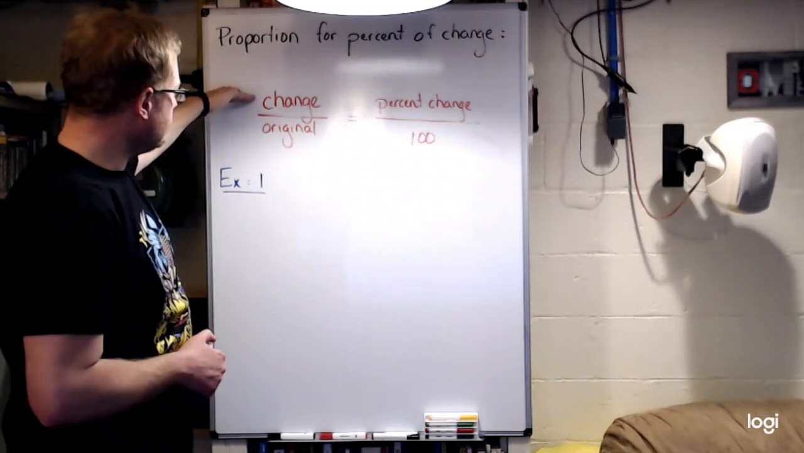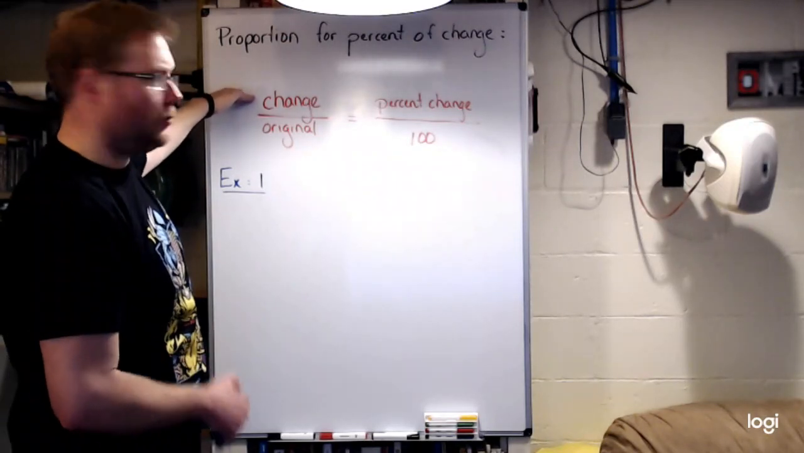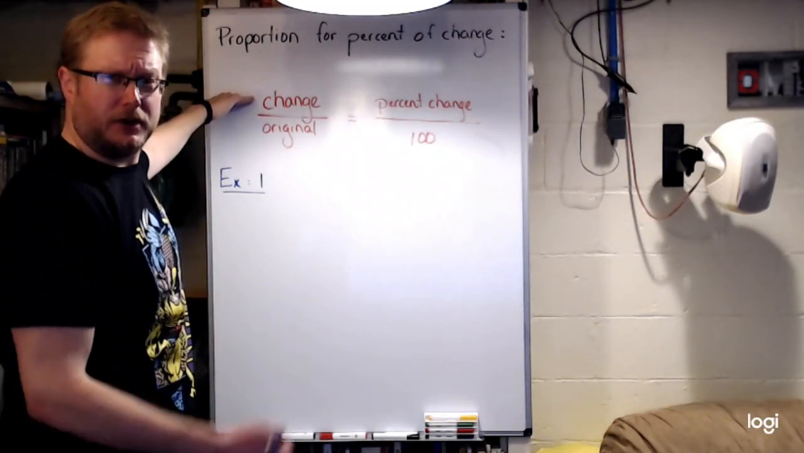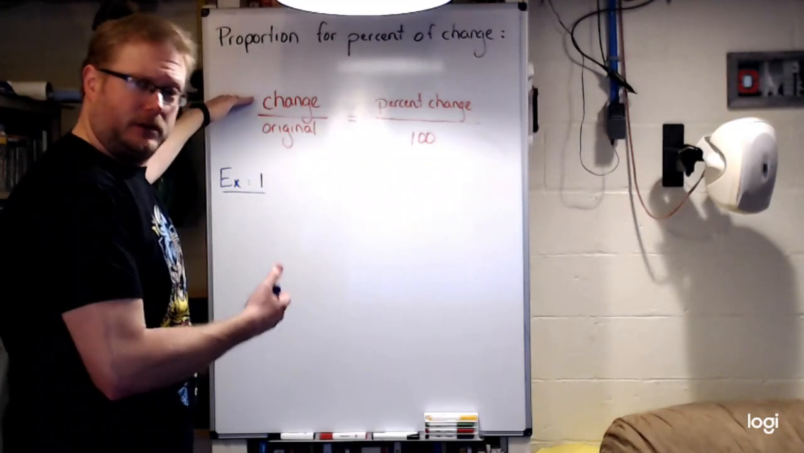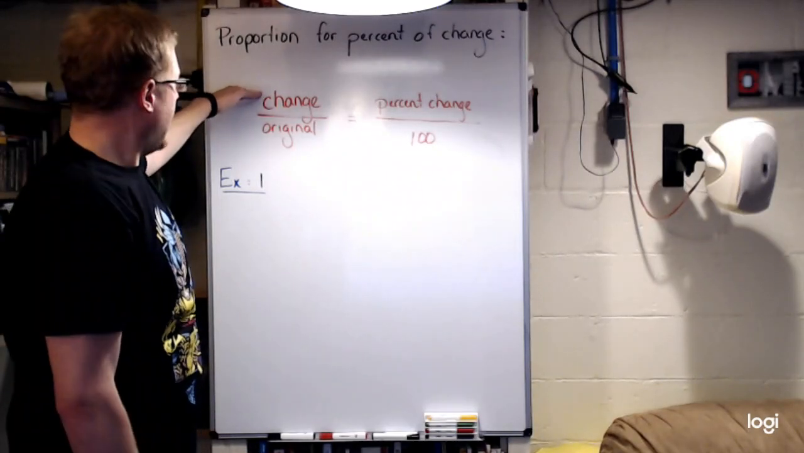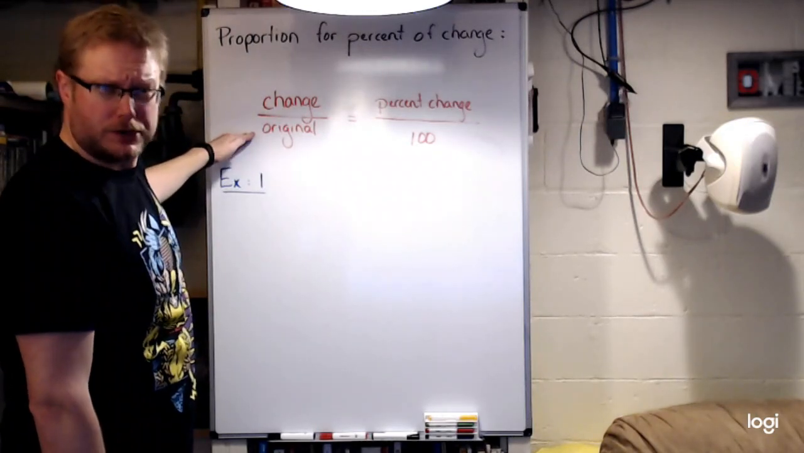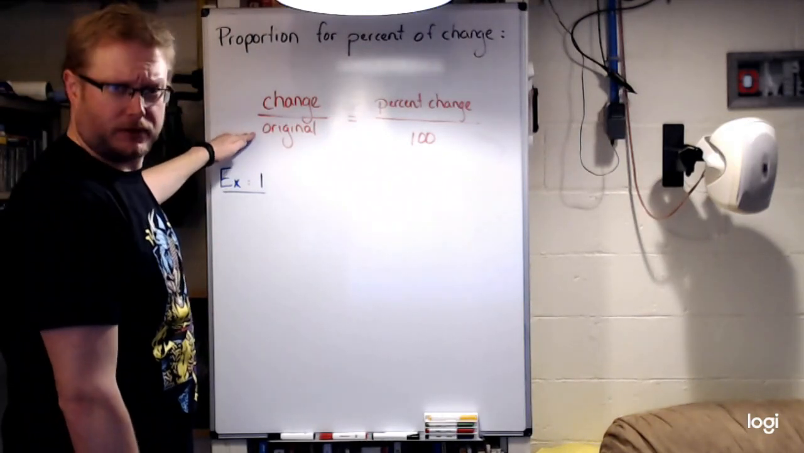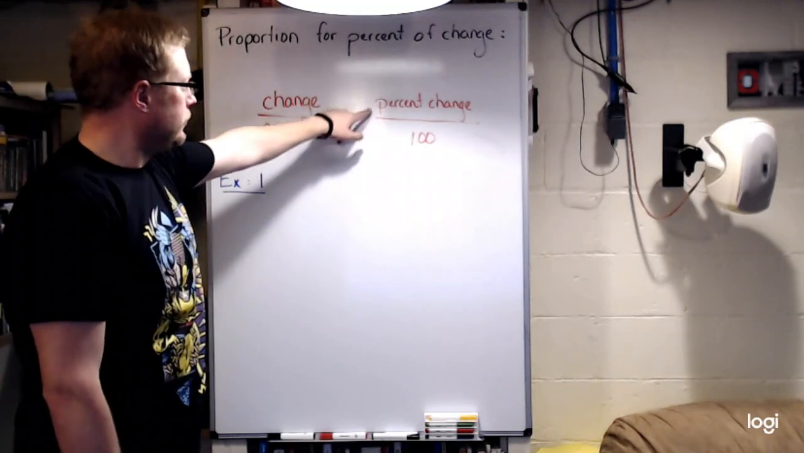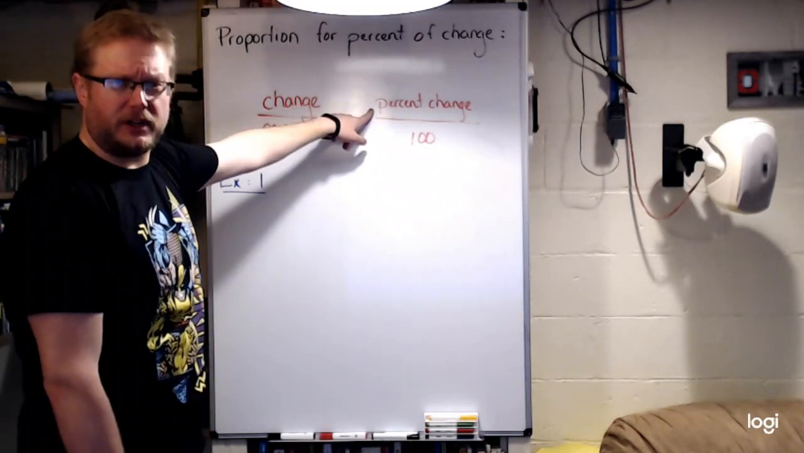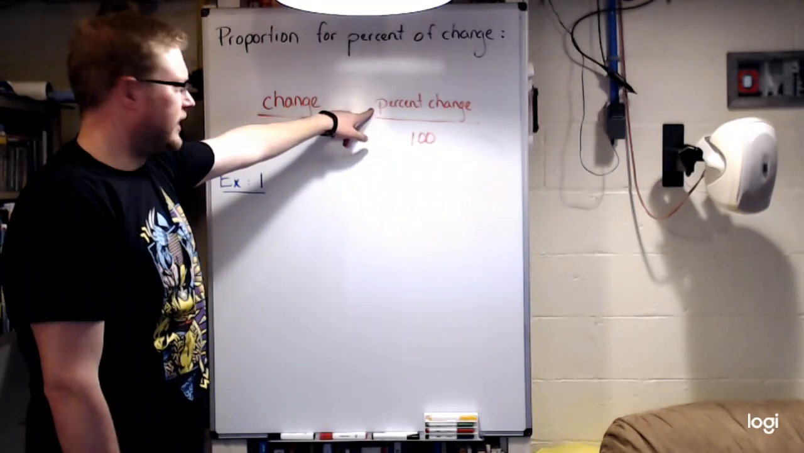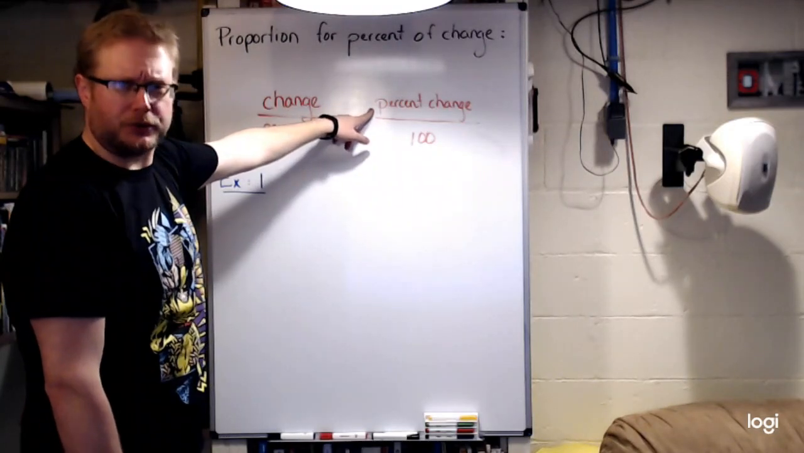The proportion is whatever's changing, whether the numbers are increasing or decreasing, however much it changes goes up here. Your original amount goes down here at the bottom of the fraction, and we set it equal to whatever the percent of change is going to be. Now for the first example, we won't know what the percent of change is going to be.